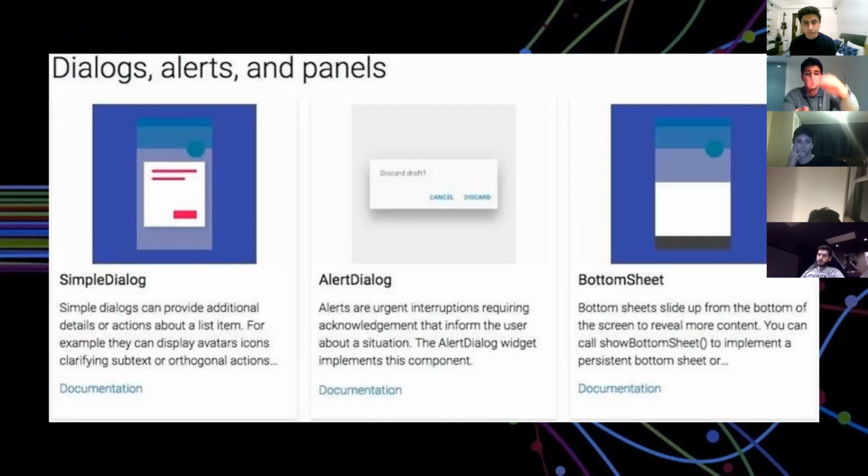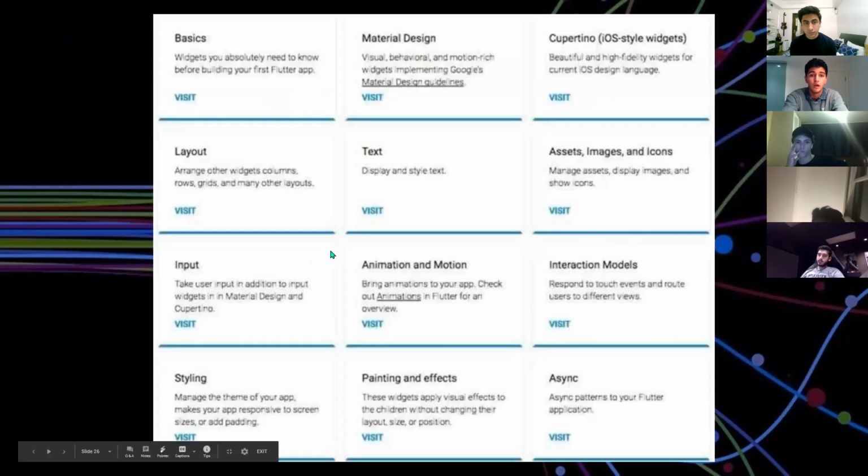Bottom sheet is what pops up out of the bottom of the screen. These are all things you can use as you go forward with app development. And then a bunch more things. Excuse me, I should go back to that.